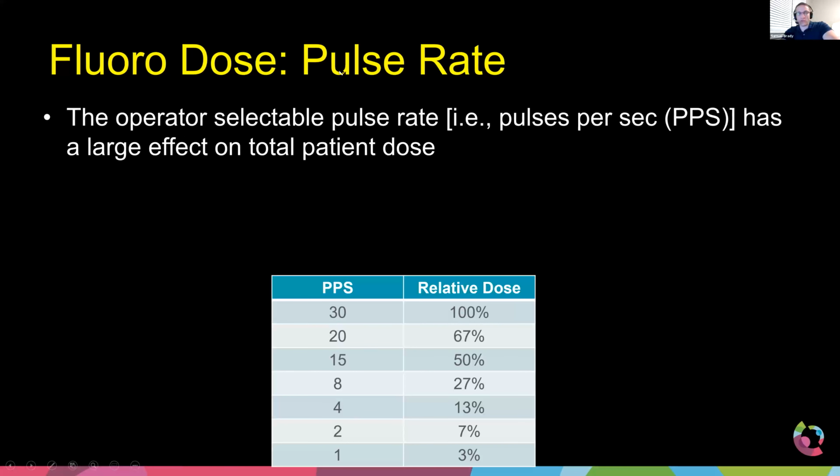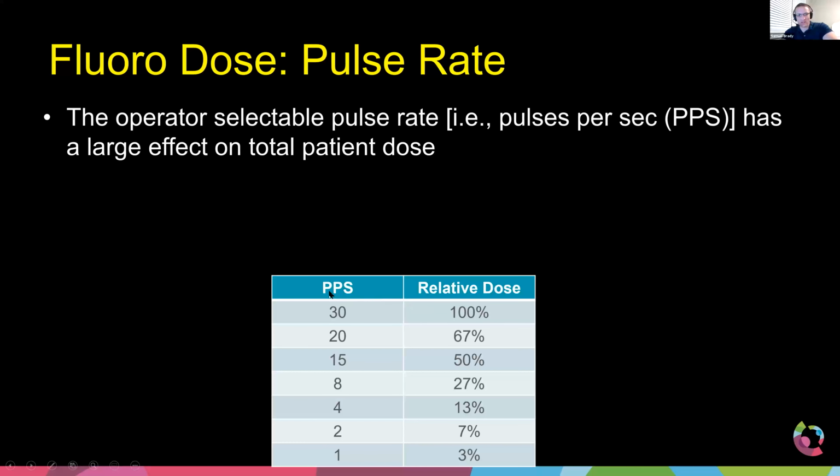So we talk about using pulse rates. The number one way to reduce dose in fluoroscopy is just not pushing on the pedal, right? So reducing the total amount of exposure. The second one is using these pulse rates.